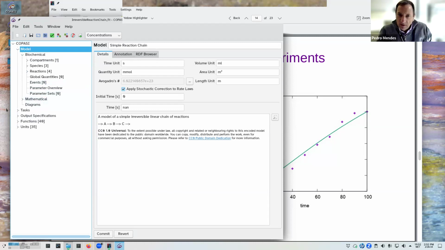By the way, if there are questions about what I just explained about parameter estimation, please unmute yourselves and go ahead, ask questions.